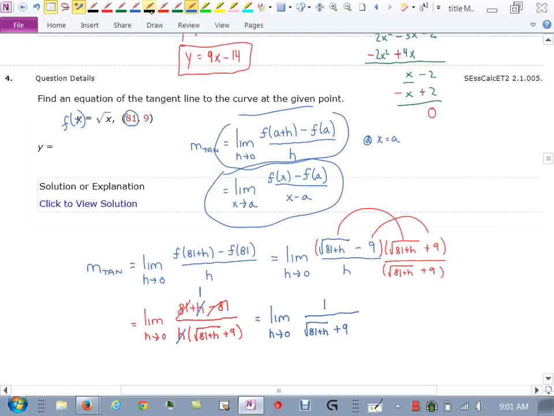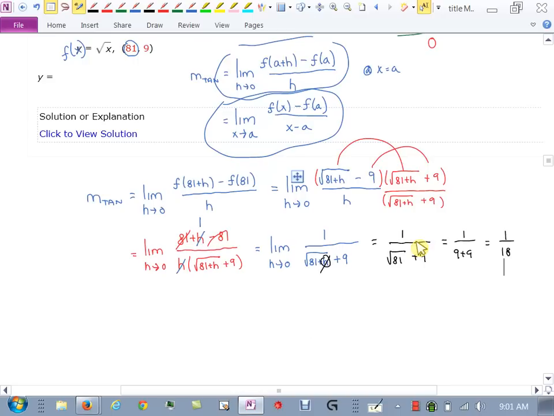Now I actually let h go to 0. When h goes to 0, this term will go away, and we'll be left with 1 over, notice I'm not writing the limit anymore, square root of 81 plus 9. But square root of 81 is 9, so 9 plus 9, and so I get 1/18. So that's the slope of my tangent line.